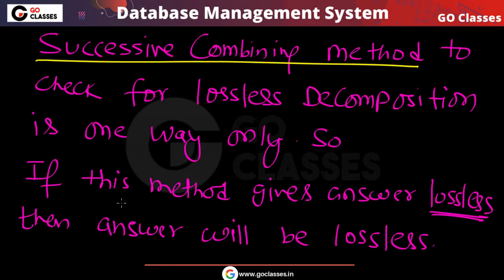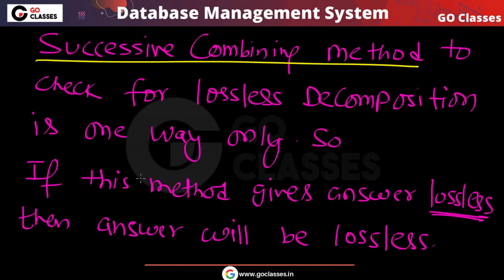You don't know in which way you should combine because you will try to combine two at a time. You will take two sub relations and try to combine them in a lossless manner, and you will keep going on, but you don't know which two sub relations you should take. So this method will take a lot of time, and this is one way only. That is the problem with this method.